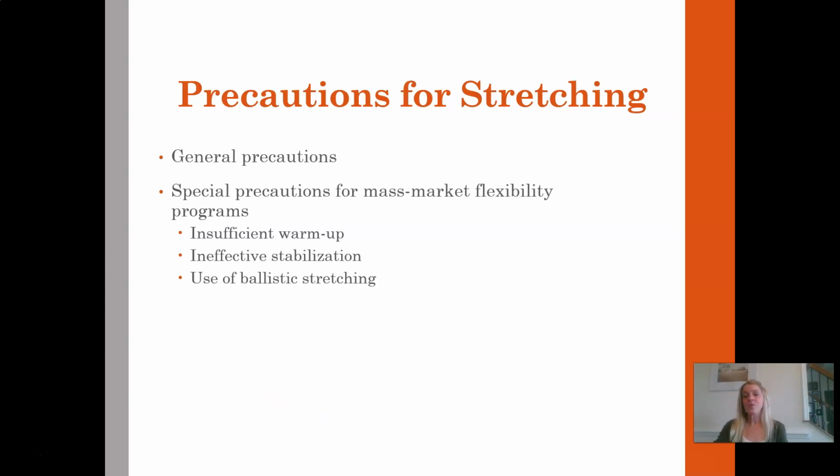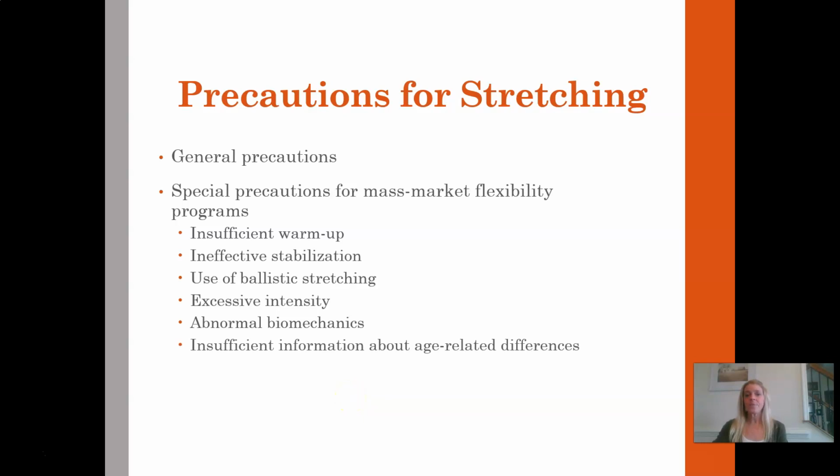We also do tend to avoid ballistic or dynamic stretching with our older population and tend to go for more of a slow, prolonged stretch with them. Watch out for your intensity. Again, we don't want to overstretch an area. Biomechanics, again, this goes into stabilization and stability. And then again, age-related differences. A younger person is going to stretch a little bit differently than an older person, and we just mentioned that. Things like avoiding some of that ballistic or dynamic stretching with the older population.